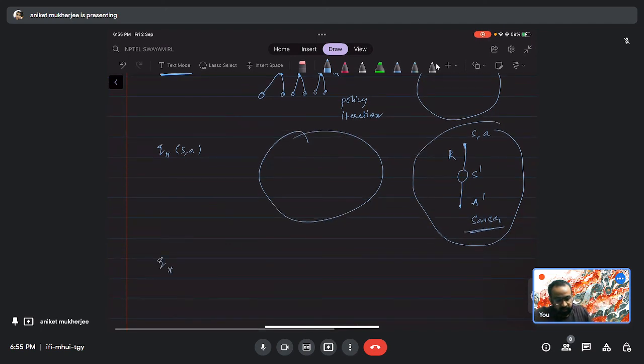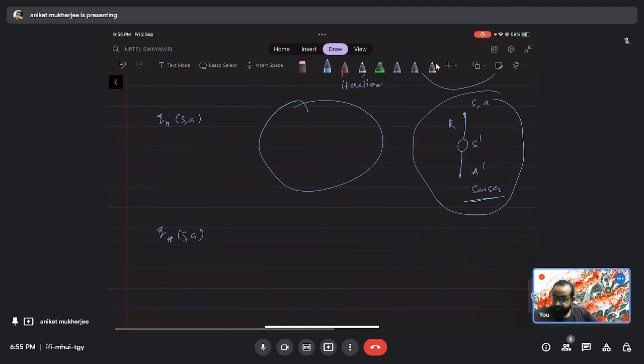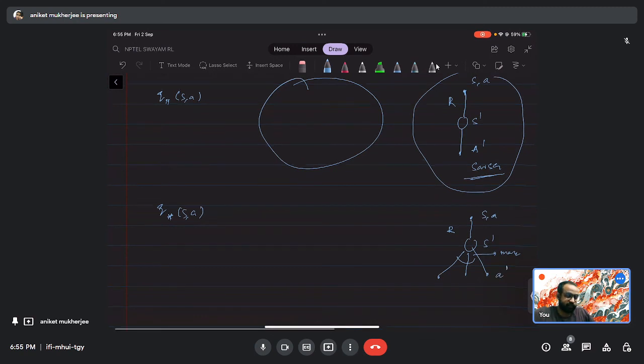Next, Q star(S, A). Maybe you guys can tell what this is. I'm at (S, A). I get a reward R, I go to S prime, and then I choose the max over A prime. So what is this?